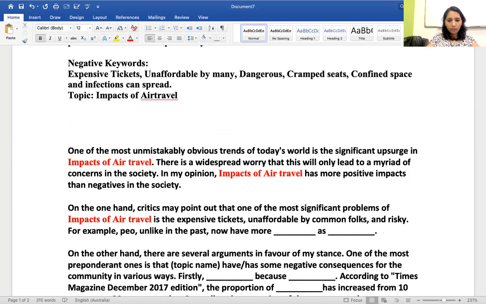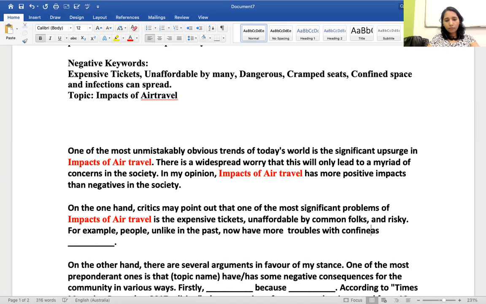Unlike in the past, we now suffer from, or now have more troubles with, people being put in confined spaces, as infections spread, or as germs spread, as it is easy for germs to spread.